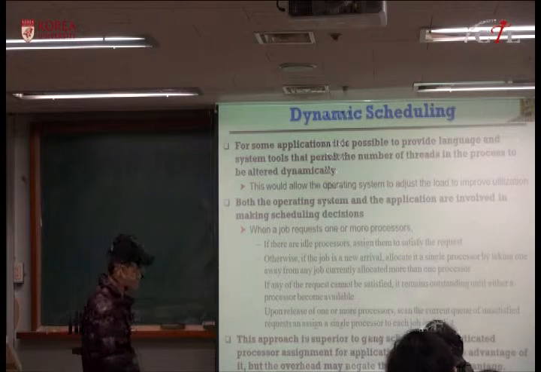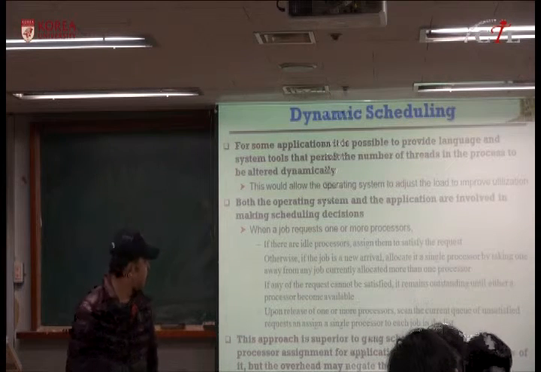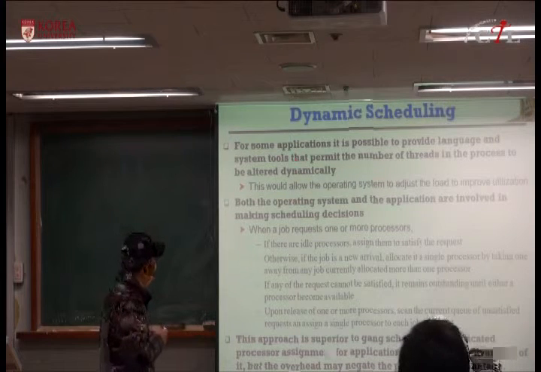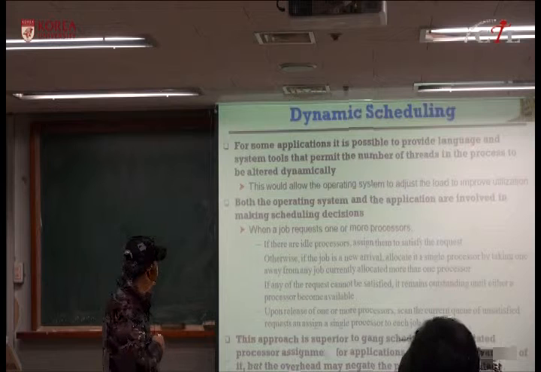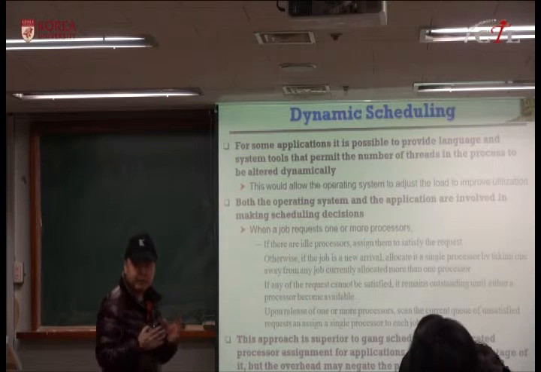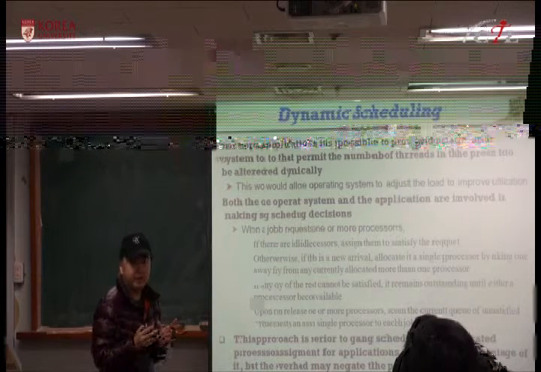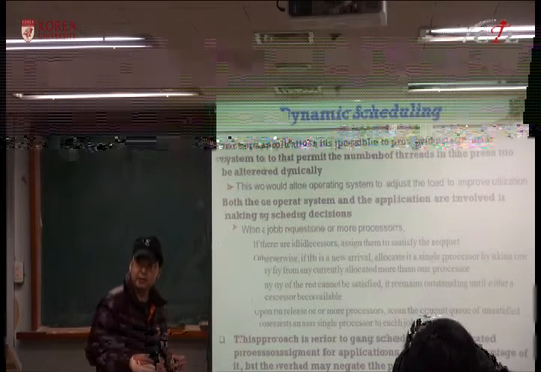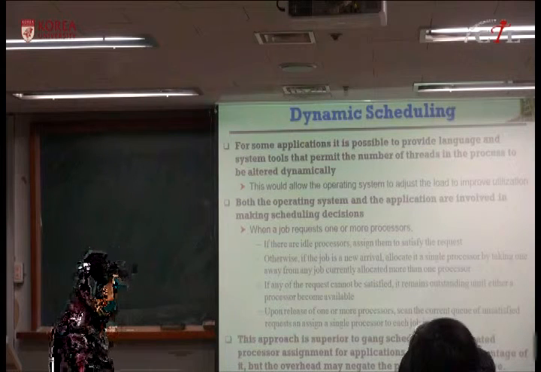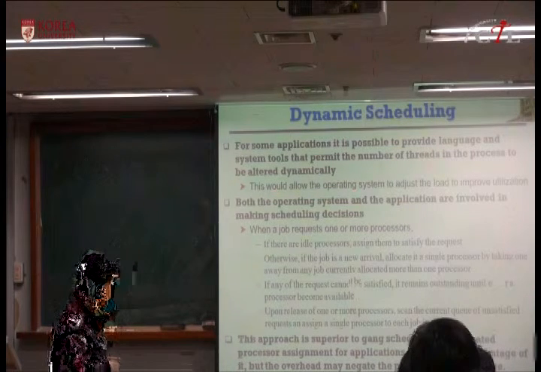Okay, the final thread scheduling approach is called dynamic scheduling. For some applications, it's possible to provide language and system tools that permit the number of threads in the process to be altered dynamically. So by using these thread tools, you can change the number of threads dynamically. So for an application, you can increase or decrease the number of threads. For that environment, this would allow the operating system to adjust the load to improve CPU utilization.